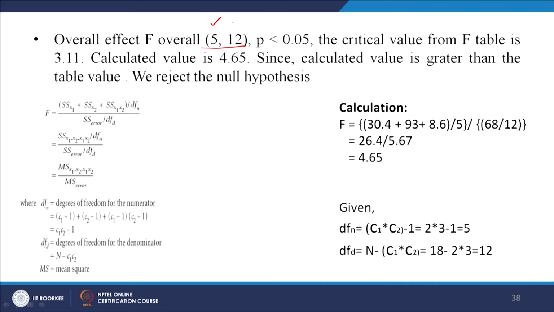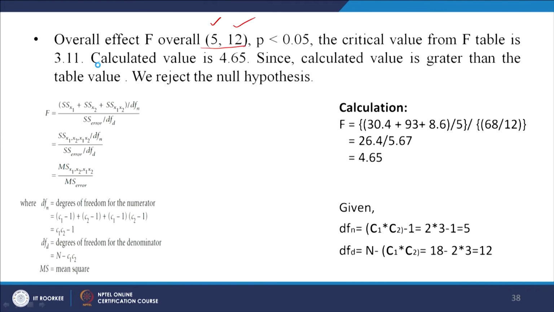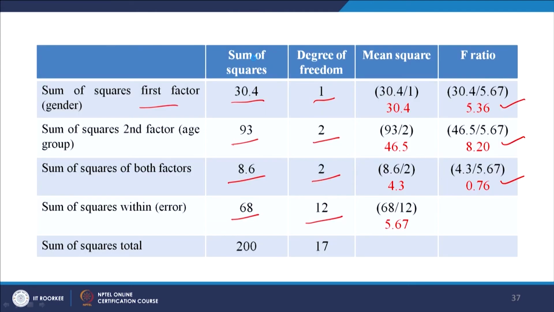So, 18 minus 6, that is 12 degrees of freedom, at the 5% level, p less than 0.05. The critical value from the F table is 3.11, and the calculated value we have got is 4.65.